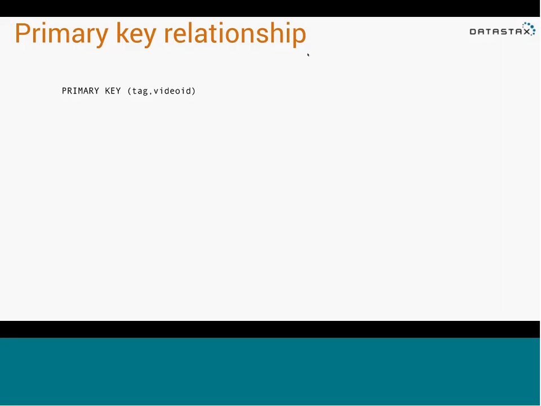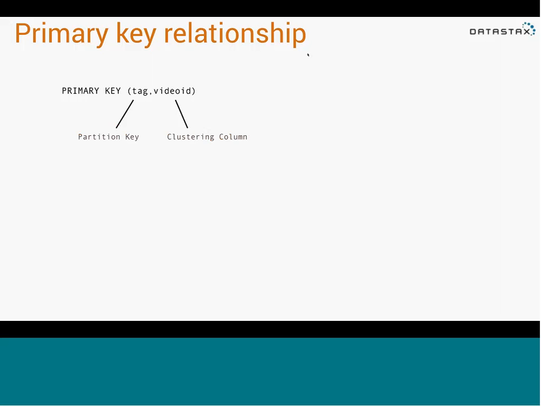If we look at the primary key that we took from the last table, we have a tag and we have a video ID. So we know that the tag is a partition key. We know that the video ID is a clustering column. This is just terminology, right? We're talking about what we designate these as. But what do they actually mean?